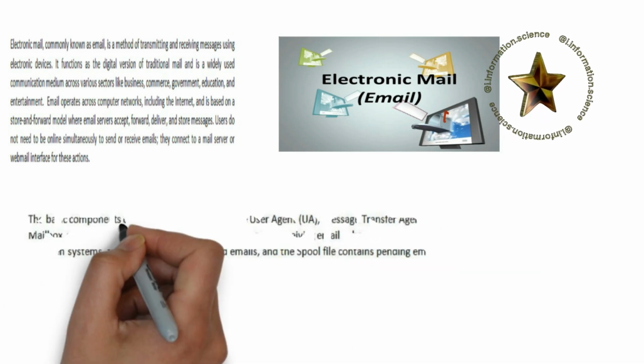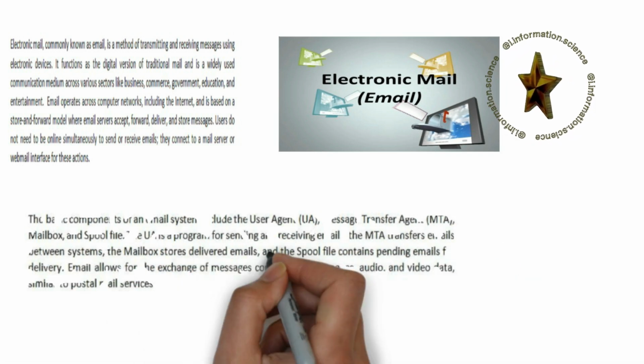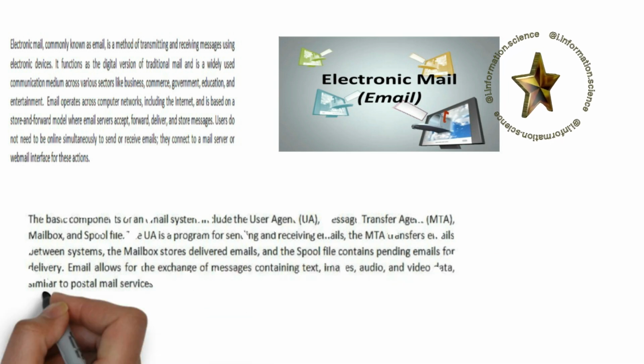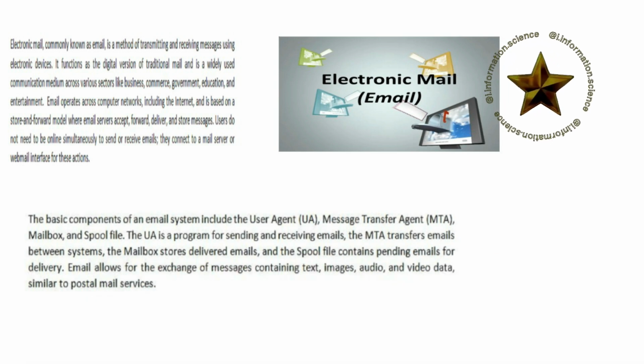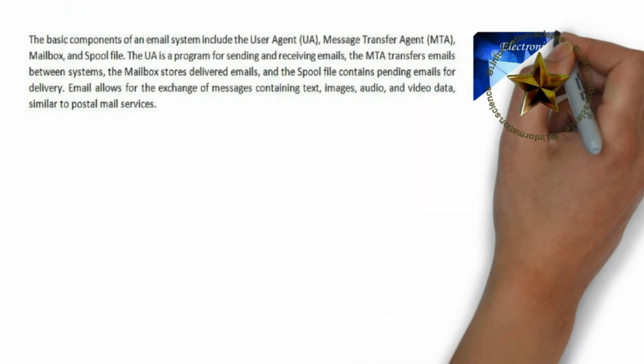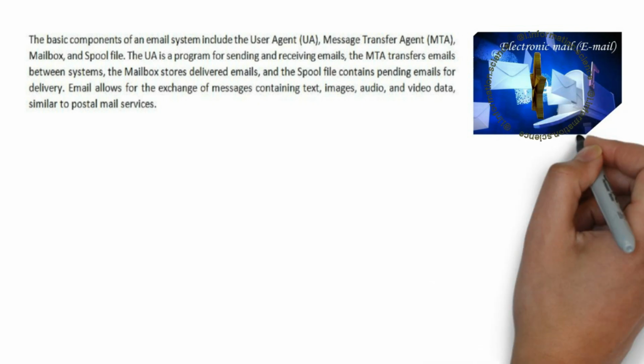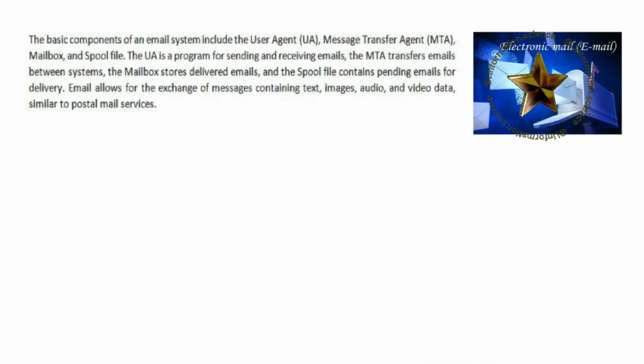The basic components of an email system include the user agent, UA, message transfer agent, MTA, mailbox, and spool file. The UA is a program for sending and receiving emails. The MTA transfers emails between systems. The mailbox stores delivered emails, and the spool file contains pending emails for delivery. Email allows for the exchange of messages containing text, images, audio, and video data similar to postal mail services.